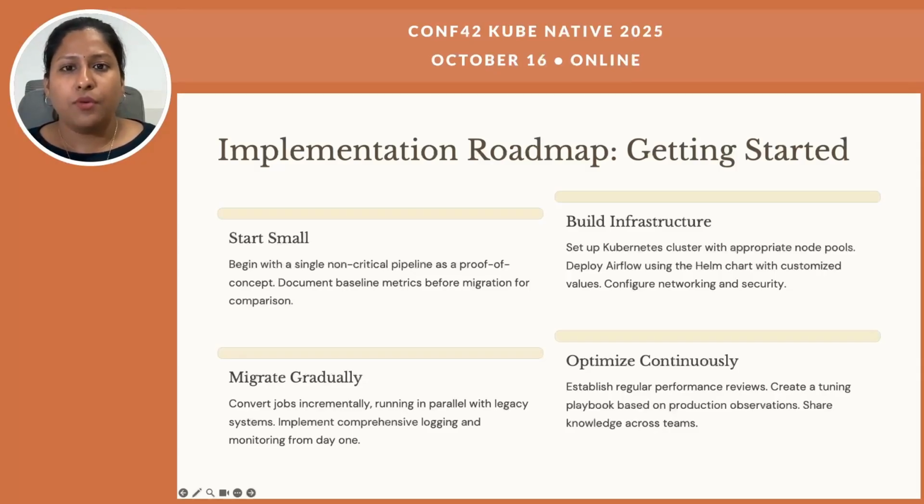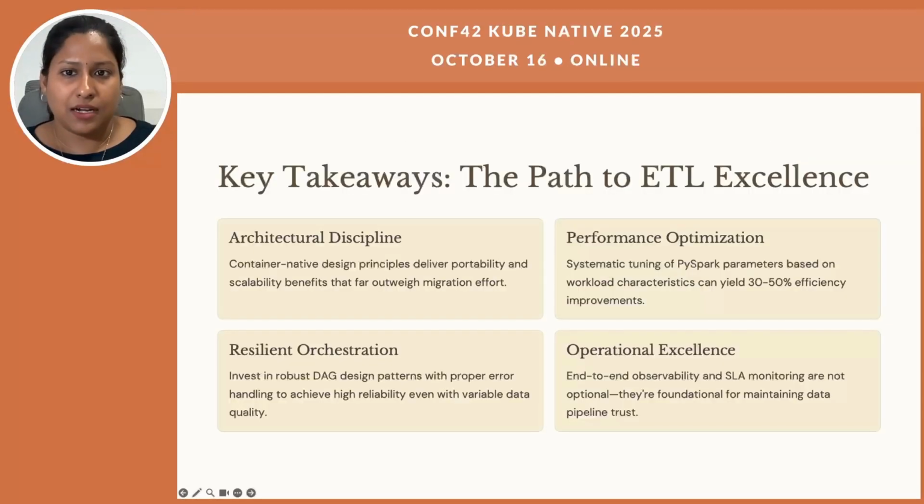Week four, wire metrics, logs, and quality checks. Run new versus legacy in parallel. Compare and publish results. Capture lessons in a Spark and Airflow playbook. And if you only take three ideas with you, here are the key takeaways: architectural discipline, performance optimization, resilient orchestration, and operational excellence.